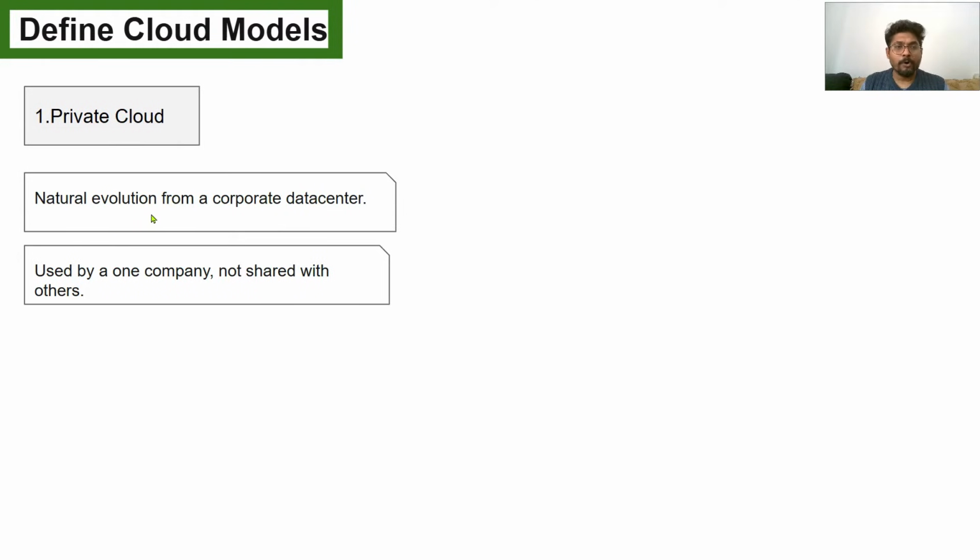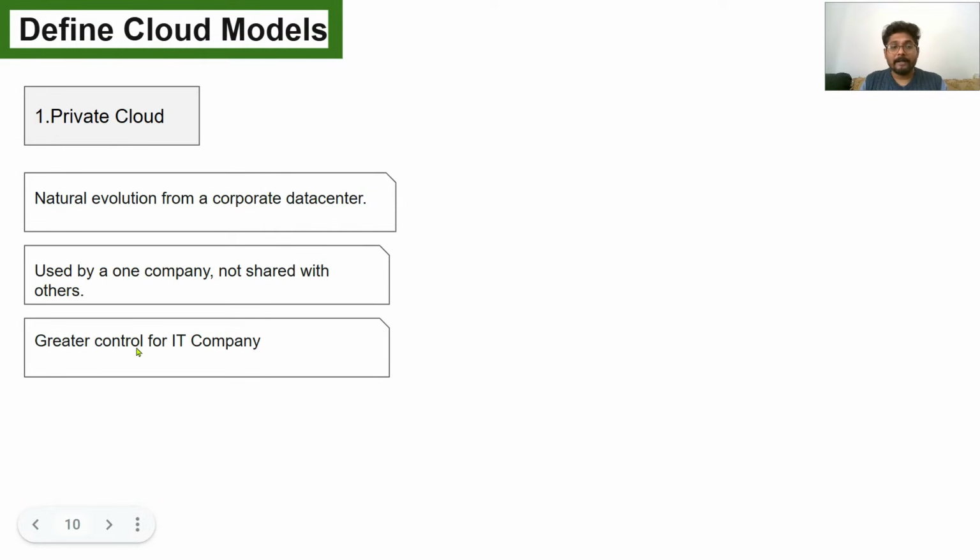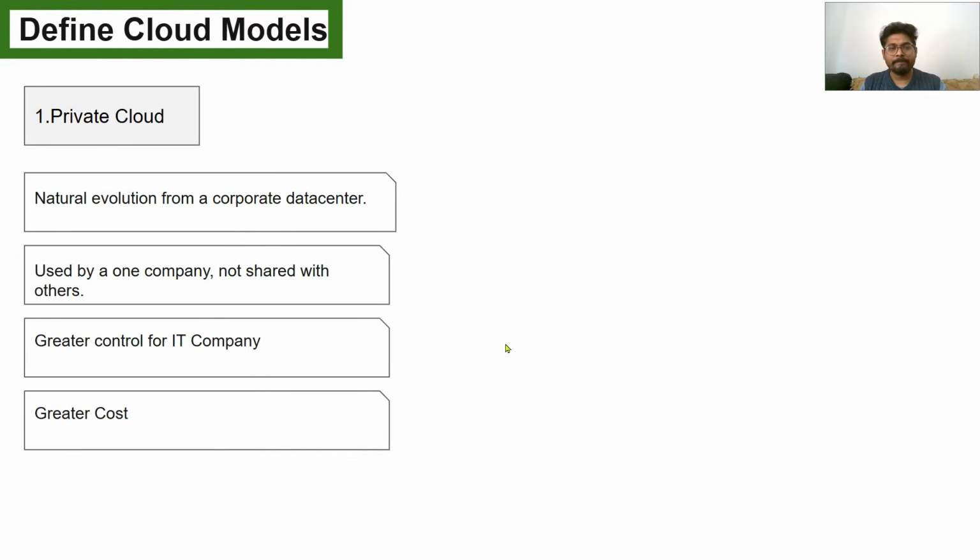It's a natural evolution from a corporate data center. How you were managing your own data center, your own servers in your office, it is a similar evolution in terms of a cloud used by one company, not shared with others. Very important point: you get greater control for the IT company. You have entire control of the infra. You have entire control over what hardware is used. You can choose and maintain it. Everything is only for you, right? On the data, everything, you get greater control. But because it's privately made for you, that also comes with a greater cost. So that could be a drawback because of the cost.